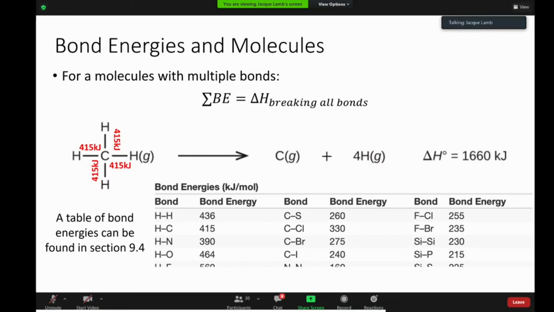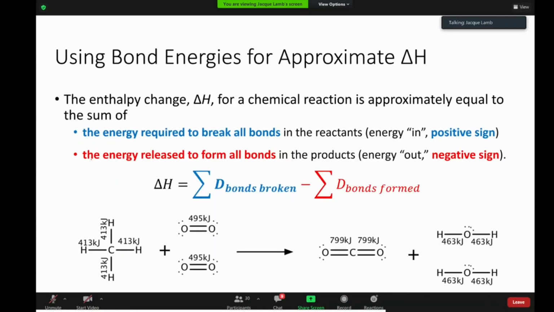To calculate delta H, the enthalpy change for a reaction is approximately equal to the energy required to break all the bonds in the reactants and the energy released from the formation of all the bonds in the products. Bond energies are listed in tables and they're always listed as positive numbers. Remember that bond energy is positive if you're breaking it, but negative if you're forming it. The tables will always list it as a positive number.